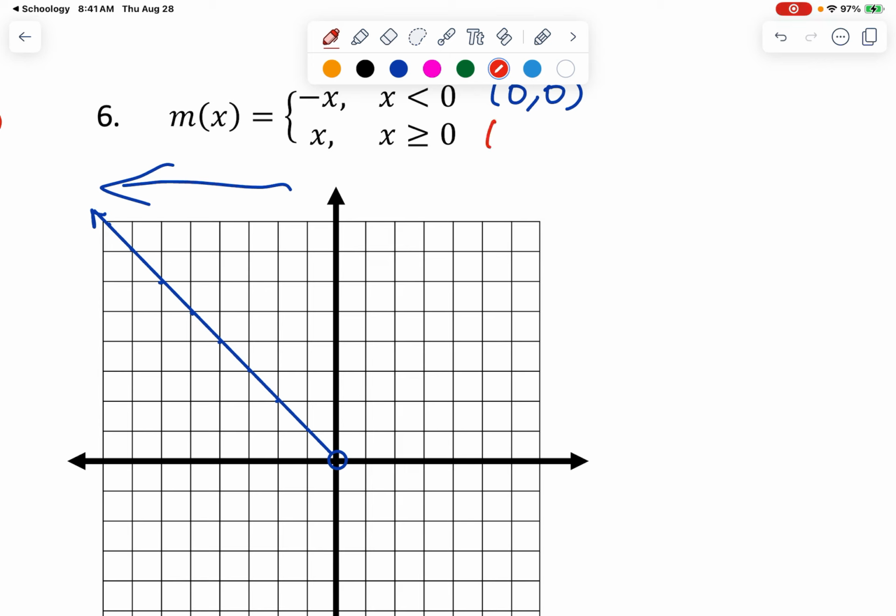And then for this piece right here, I'm plugging in 0 and I get 0. So I have a closed point at 0, 0. So you're just going to close that open point. And then this one has a slope of 1. So up 1, right 1, up 1, right 1, up 1, right 1. Or when you plug in 1, you get 1. So if you look at what this looks like.